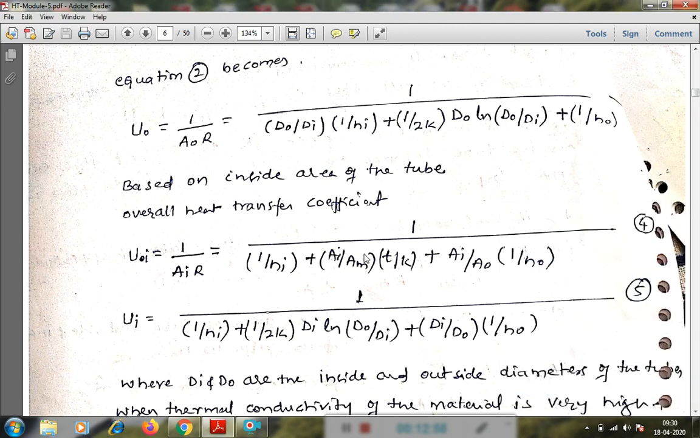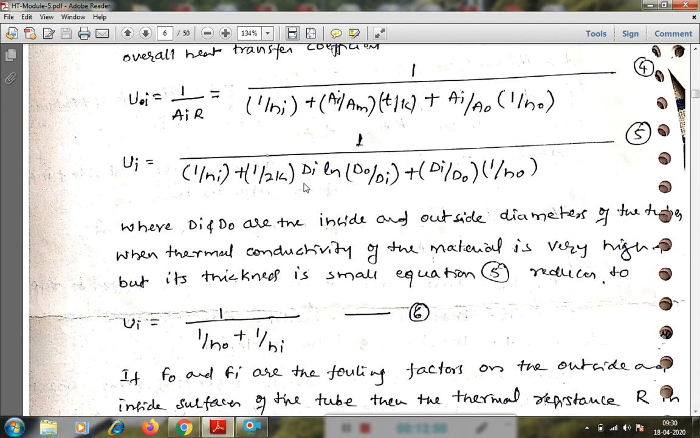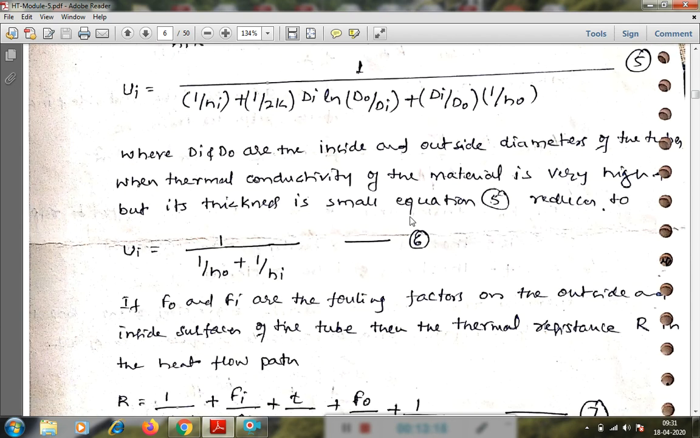Based on the inside surface area, we are going to get this equation, where the diameters, thermal conductivity, and the inside and outside heat transfer coefficients are all used. Another important thing here: if the thickness of the material is small and can be neglected, then the overall heat transfer coefficient based on the inside surface area, Ui only, we can write like this, not U naught: Ui is 1 by H naught plus 1 by Hi. This is the overall heat transfer coefficient when we have negligible thickness of the material.